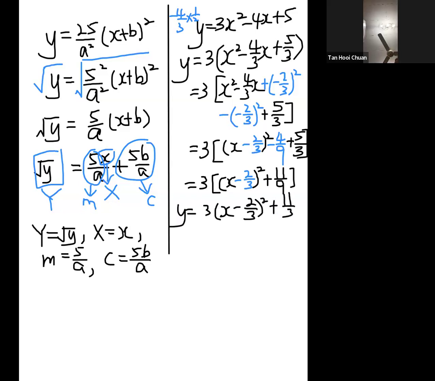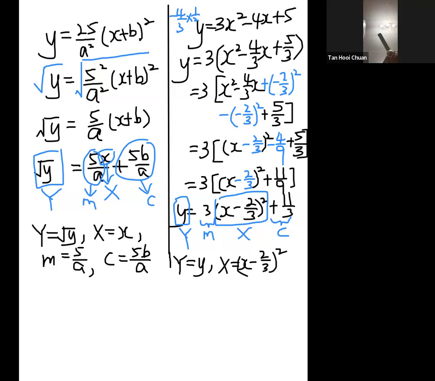I don't like this question because this is a gradient Y. You see the gradient X got other than X, other than 1, they got other numbers, like this. So this is the way how you convert it into a linear form. Bracket the whole thing square. Your M is 3. Your C is this one.